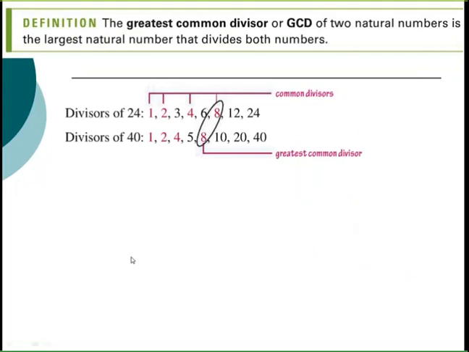So here's the prime factors of 24. Of course, 1's always there. I just usually don't write 1 because you can multiply 1 at any time by any number. But if you break out the prime common factors of 24 and 40, what you'll see is that the greatest common divisor of them is the biggest factor that they have in common here. So the greatest common divisor is the largest natural number that divides into both.